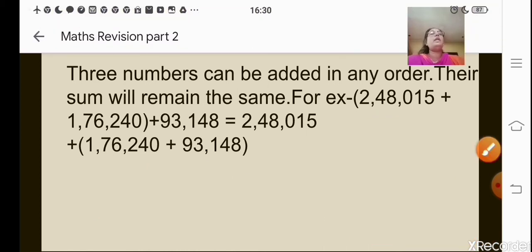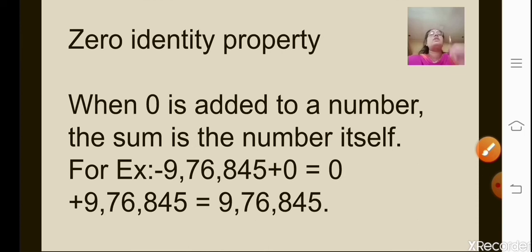Now the third property tells us about the zero identity property, which says that when 0 is added to a number, the sum is the number itself. That is, to any number, if you add 0, the answer will remain the same, that is the number itself.